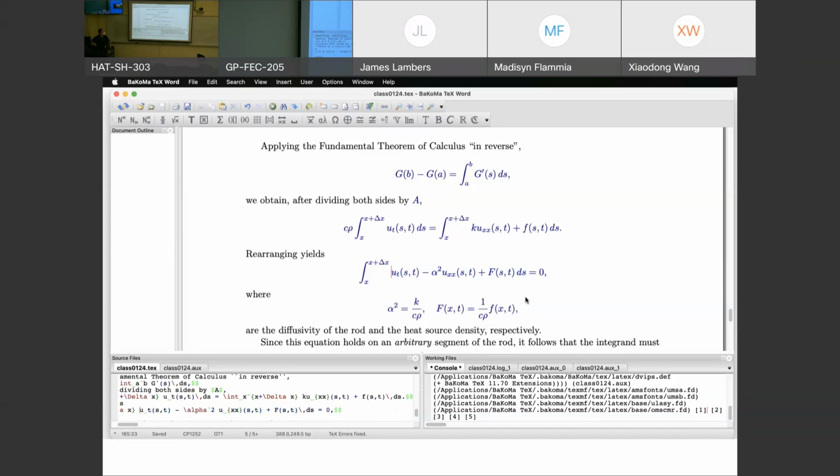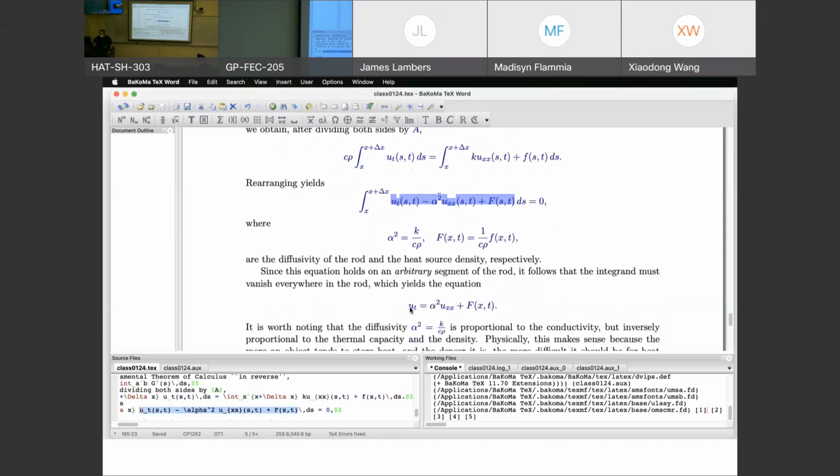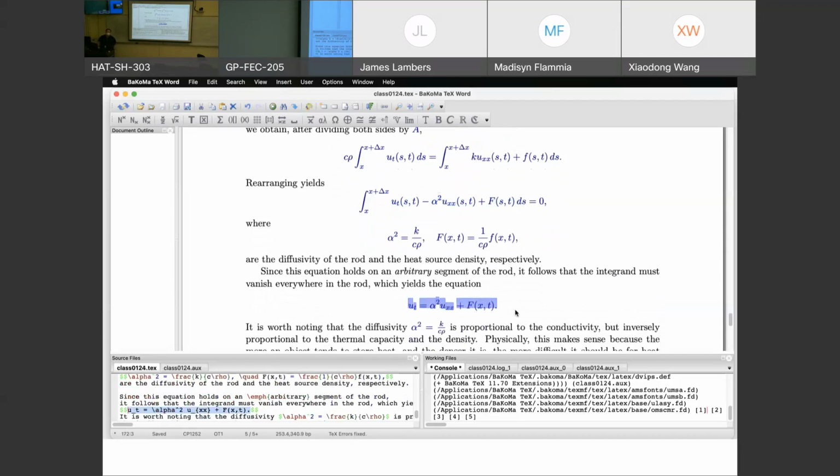But this is an arbitrary segment of a rod. The only way to have an integral of a function over an arbitrary subdomain equal to 0, regardless of what subdomain it is, is that this function must be equal to 0 throughout the entire domain. So in other words, we can just say that this integrand has to be 0 throughout the rod, and out pops the heat equation. So that's how PDEs are derived.